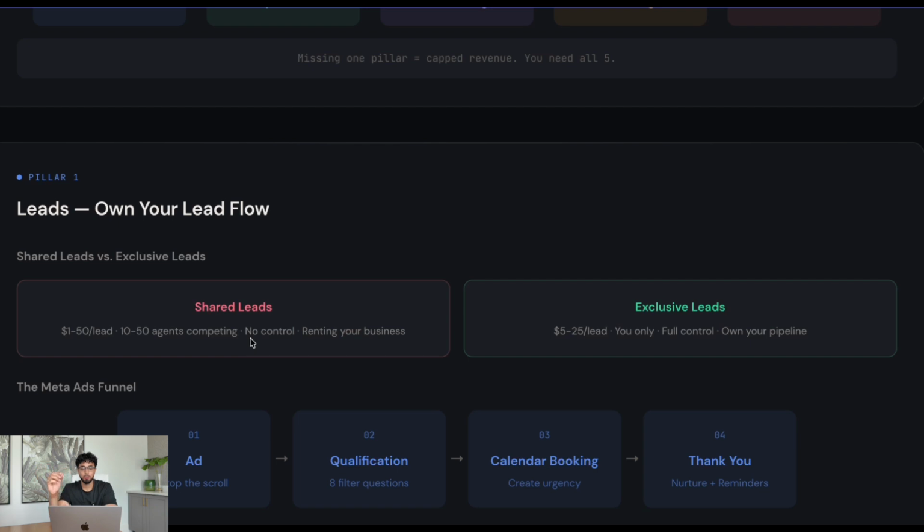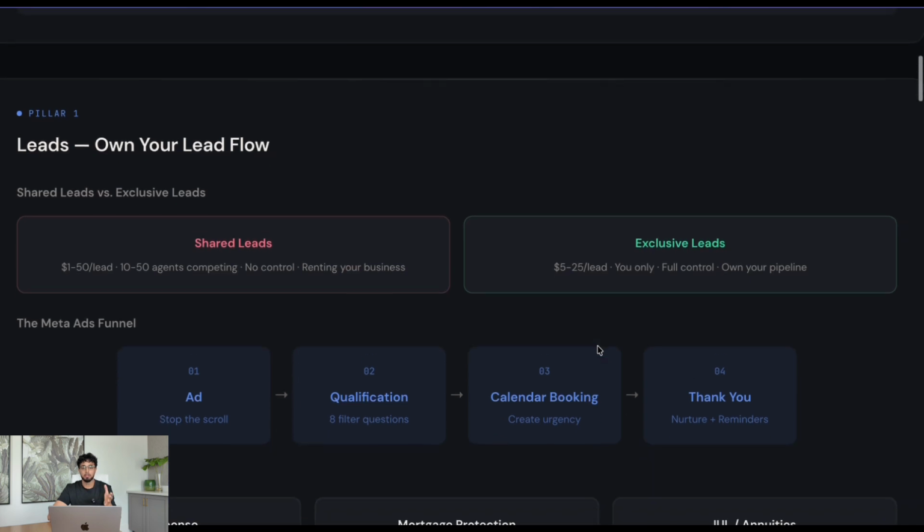This is crucial to fix to actually scale to $100,000 a month. Sure, you can get away with it up to 20, 30, 50K a month, but you're just gonna be in the hamster wheel of dialing leads all day. You need to switch over to exclusive leads. Sure, the cost per lead might be a little bit higher, $5 to $25 a lead, but all the leads are coming to you only. You have full control over your pipeline, and you actually own all the lead flow that's coming to you.